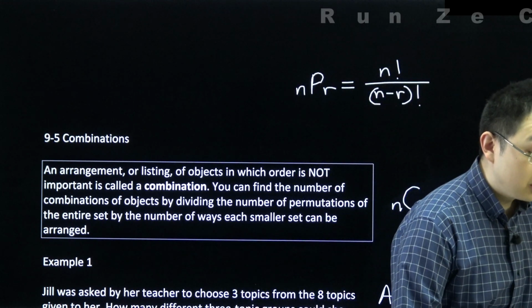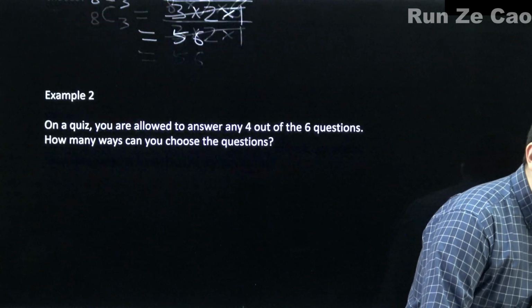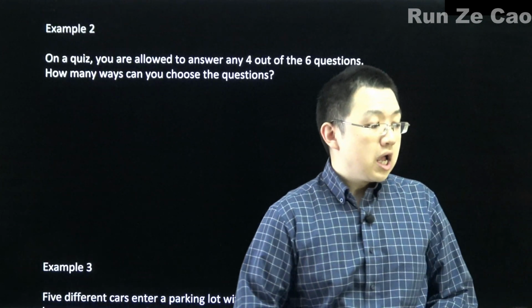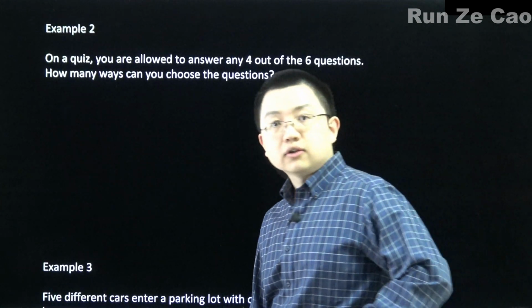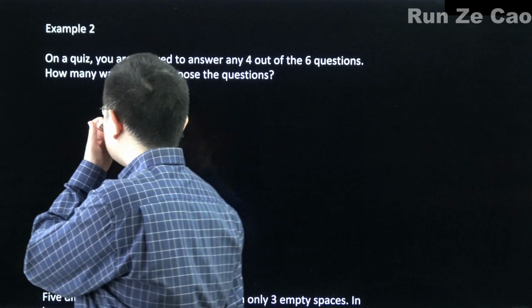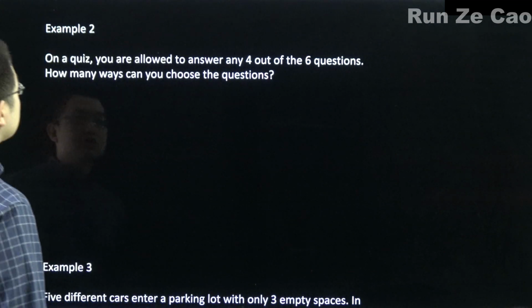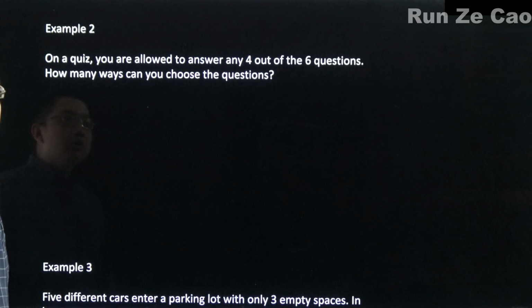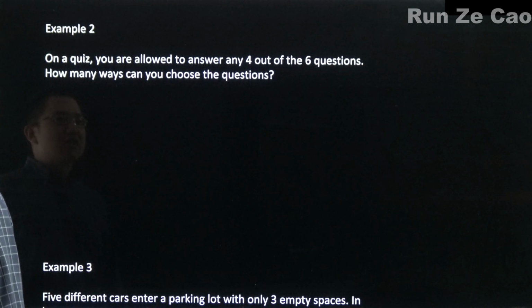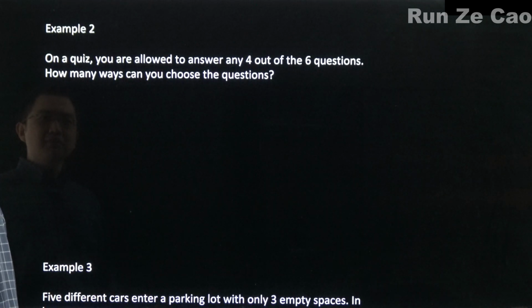So don't. All right. Example 2. On a quiz, you are allowed to answer any 4 out of the 6 questions. How many ways can you choose the questions? What do you mean on this quiz you're only allowed to answer any 4 out of the 6?